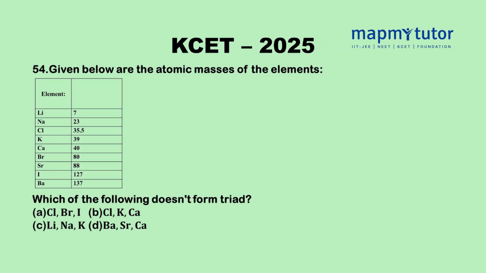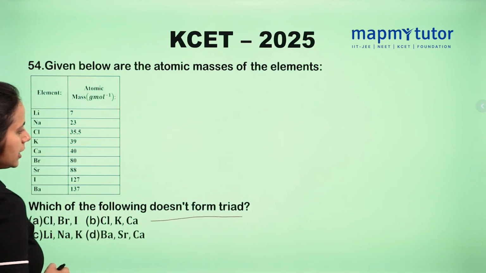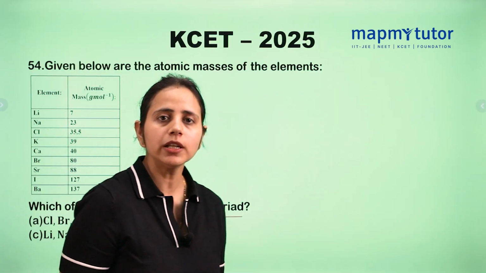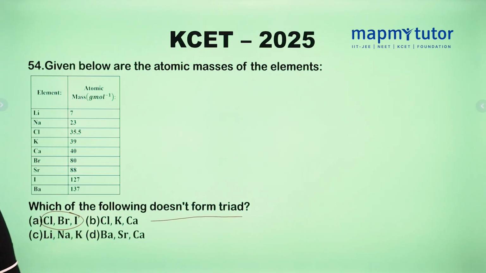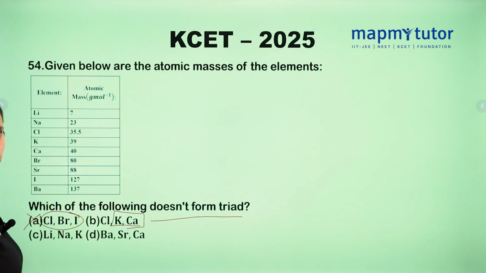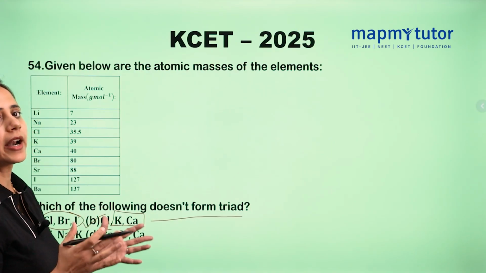Given below are the atomic masses of the elements. Which of the following does not form a triad? In such questions we just see that only those elements will form a triad which have similar properties. Here, chlorine, bromine and iodine are from the halogens, so they are similar. So this can't be the answer. See here, these two are metals, potassium and calcium, while chlorine is a non-metal. So this is the right answer. They can't come in a triad.